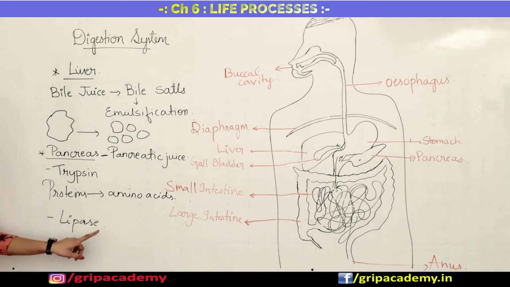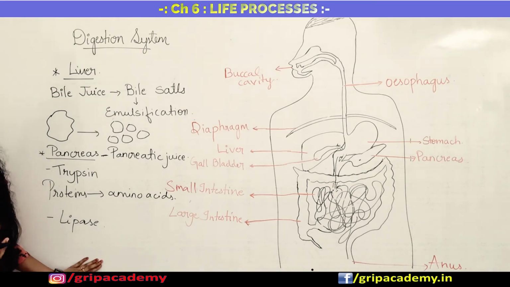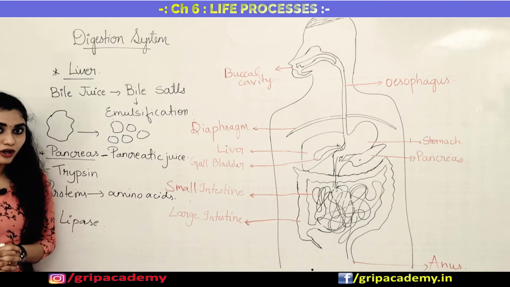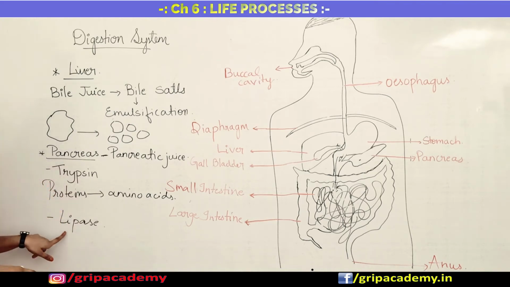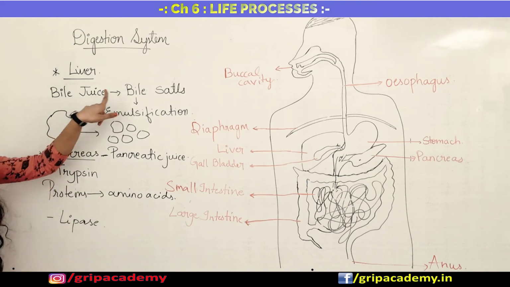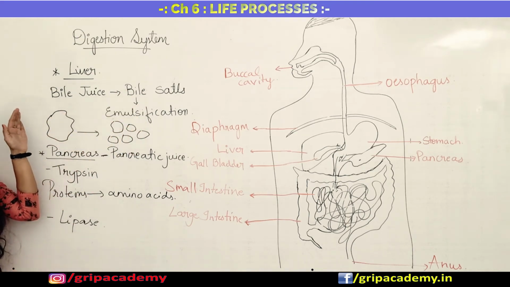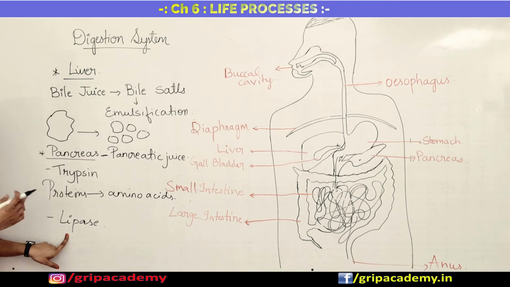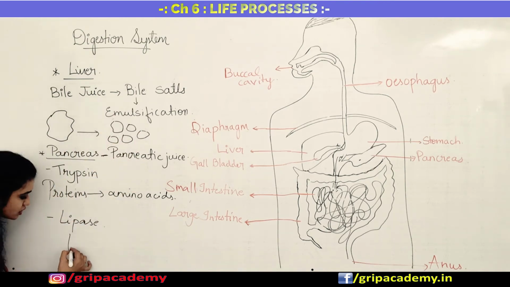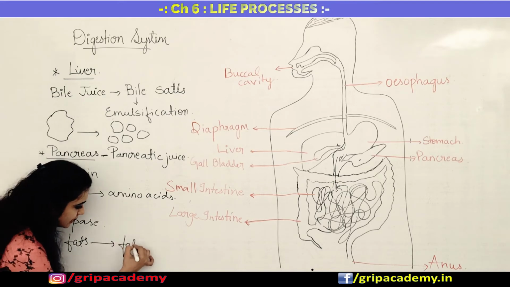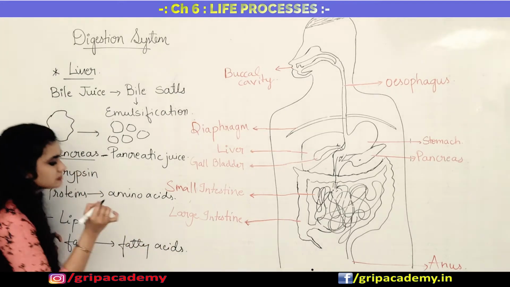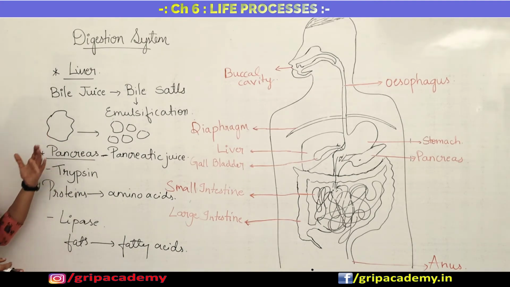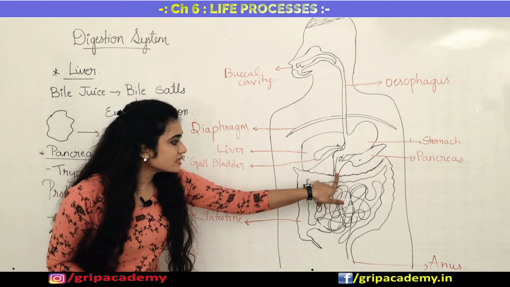Okay, and the next is lipase, and this is an enzyme which will act upon the fats and it will convert them into its simpler form where the body can absorb. Okay, so into fatty acids. As I told you before, this bile salts will act on the bigger fat molecules to convert them into emulsified fats. Okay, so this lipase will act upon these emulsified fats, so it will convert these fats into fatty acids. Fine, so this is all about liver and pancreas. So they will directly send their secretions through the ducts to the intestine.